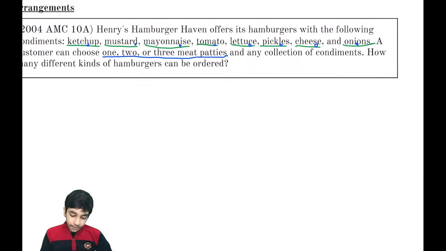Okay, so how can we solve this problem? We have 8 condiments and 3 different choices for patties. So I'll give you a minute or two to try this on your own.